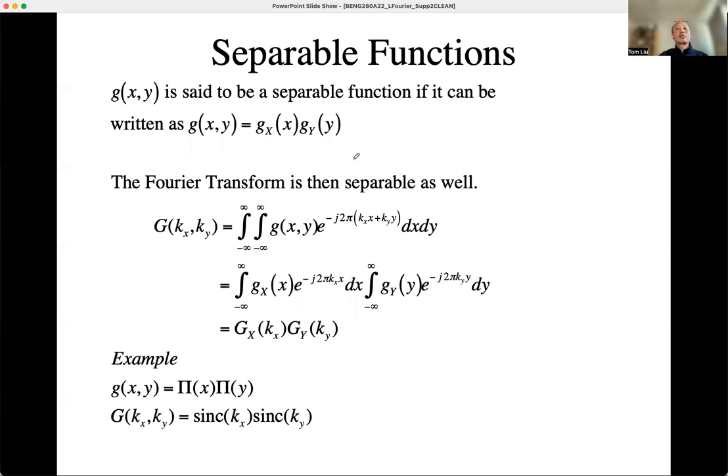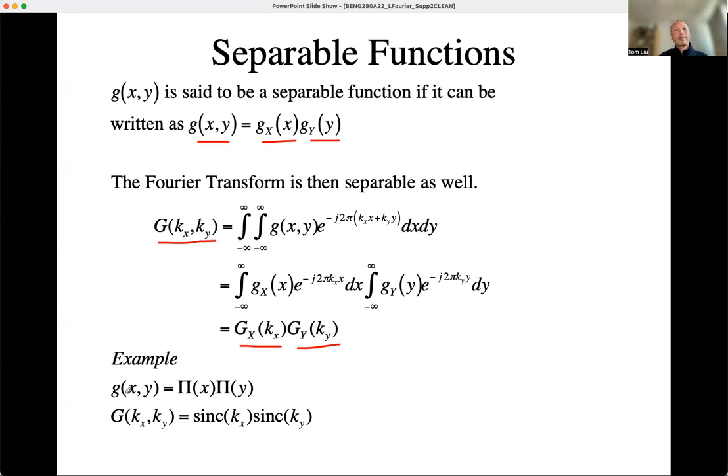One thing that trips people up quite a bit is what we mean by separable functions. A separable function just means that if I have some arbitrary function g of x,y, it's separable if I can write it as a function of g_x and g_y. If that's the case, then g of kx,ky equals the Fourier transform of my x object along kx times the Fourier transform of my y object. So I can take the Fourier transform of these functions separately and then just multiply them together.